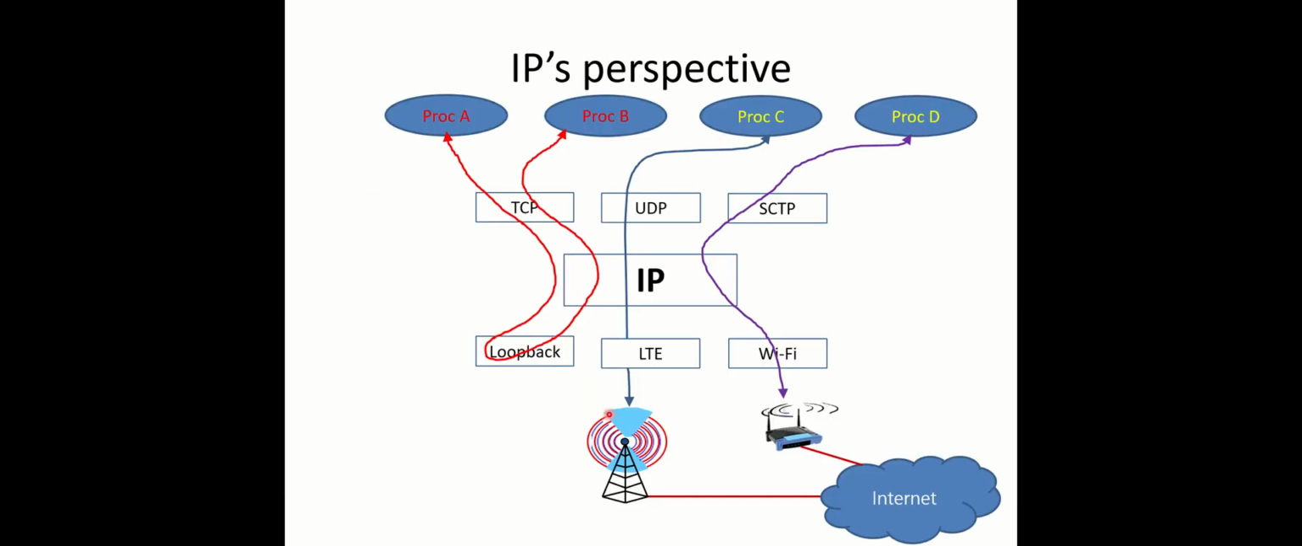So again, this is how the loopback interface is used by two processes on the same machine. Process A and process B, when they communicate, do not have to go out through LTE and come back. That is going to be a waste of resources. So instead of doing that, you can set up a loopback interface inside the kernel, and this loopback interface can bounce the packet back to the receiver process.